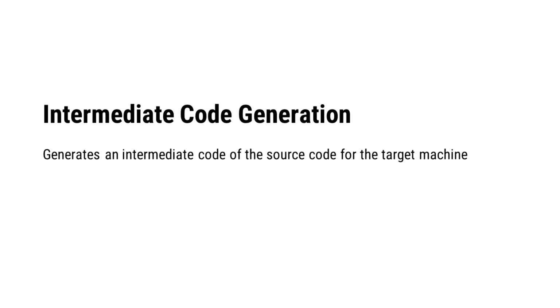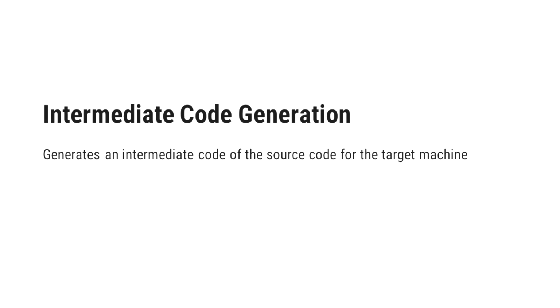It represents a program for some abstract machine. It is in between the high level language and the machine level language. So it is not machine level language, it is not high level language, but it is somewhere in between. That is why we call it intermediate code. This intermediate code should be generated in such a way that it is easier to translate into the target machine code. That's what intermediate code generation does. So basically it generates intermediate code using this annotated syntax tree.